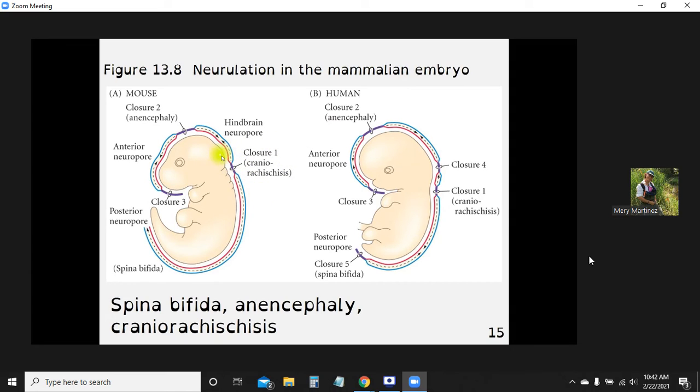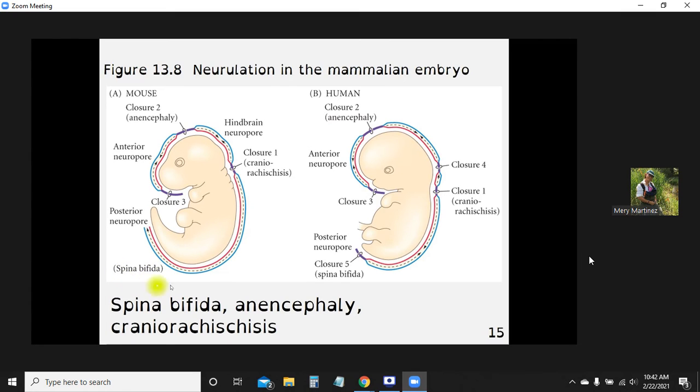One is the cranial rachis, okay? And then closure two is here in the midbrain over here. Failure will produce what we call anencephaly. And then we have three in here. So we will have other conditions. And when it's in the posterior neuropore is when we have the Spina Bifida.